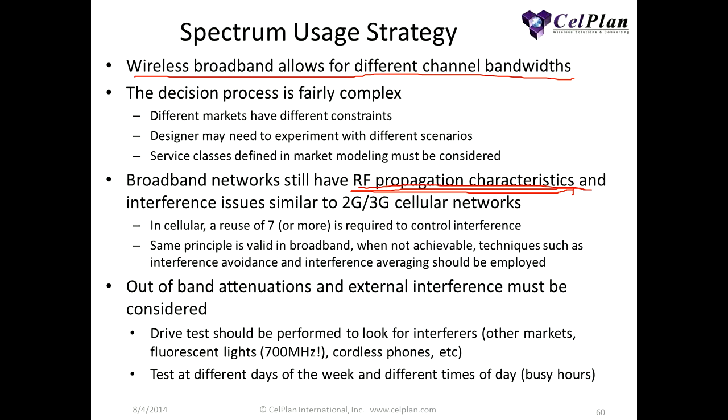And that's something that sometimes is very difficult for us to make people understand, that different environments have different propagation characteristics. And of course you can take propagation parameters from another area, but you will always get better results if you characterize each one of your areas and you specify the propagation characteristics for it. Then you need to look also for out-of-band attenuation, external interference.